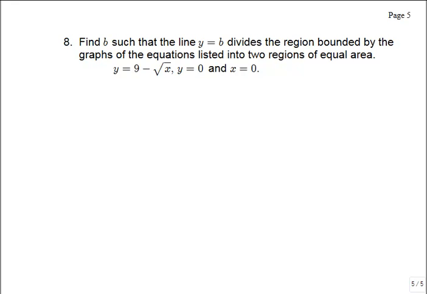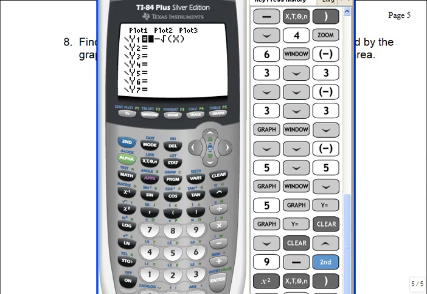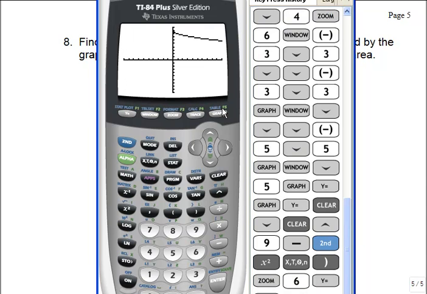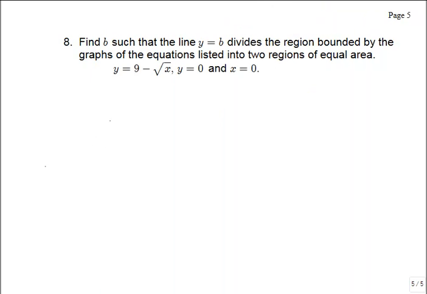So to graph this, you can use your calculator, type in 9 minus square root of x, and I'm just going to do a standard window, and it looks like your square root curve shifted up 9 units and flipped over, so it's going to be upside down. So there's my graph. If I replicate that graph, it's going to look like the square root curve pushed up 9 units and then flipped over. So it's going to look something like this.